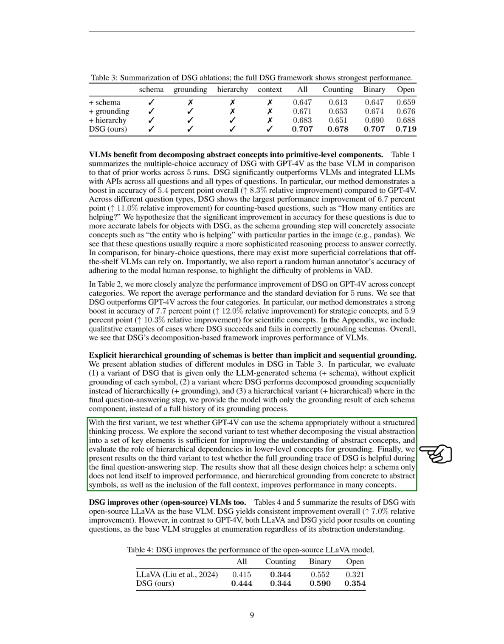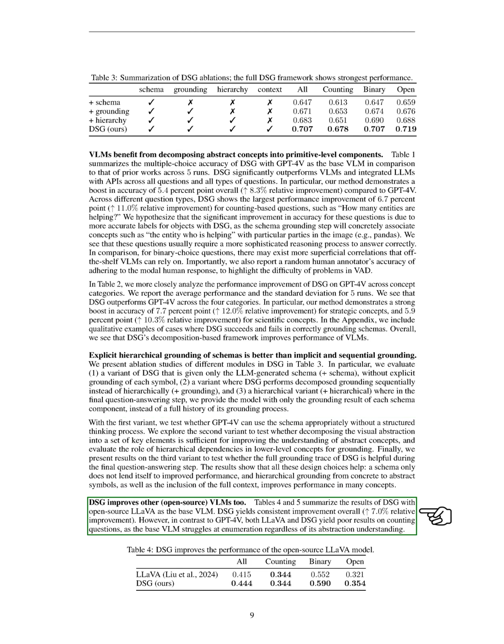Using just the schema does not improve performance, while hierarchical grounding from concrete to abstract symbols, along with the full context, enhances performance across many concepts. We also find that DSG improves the performance of other open-source visual language models, VLMs. In our tables, we summarize the results of DSG using the open-source LLAVA as the base VLM, showing a consistent overall improvement of about 7%.